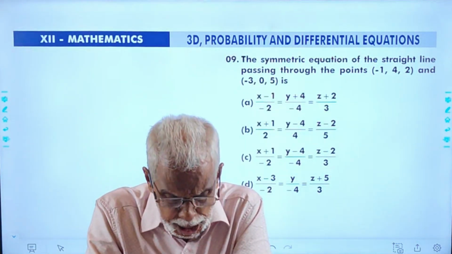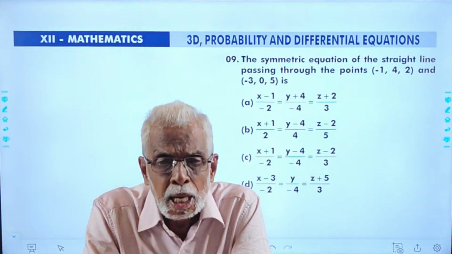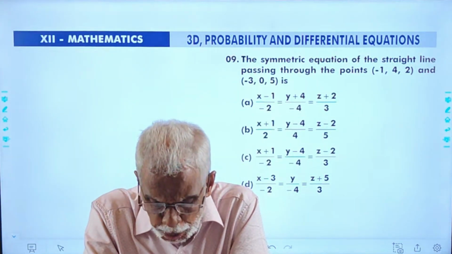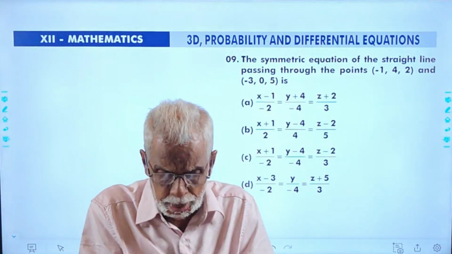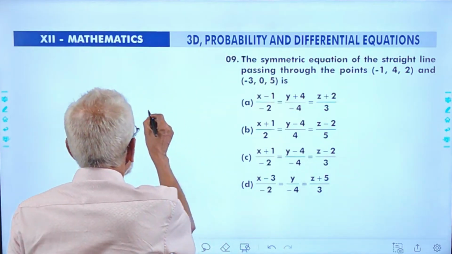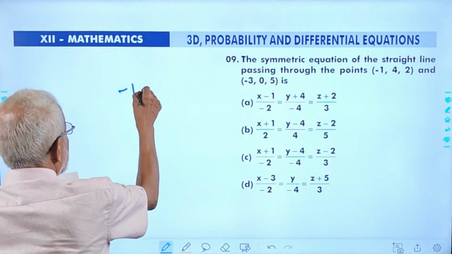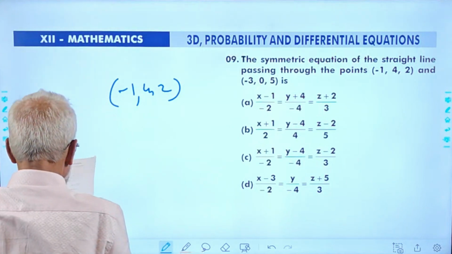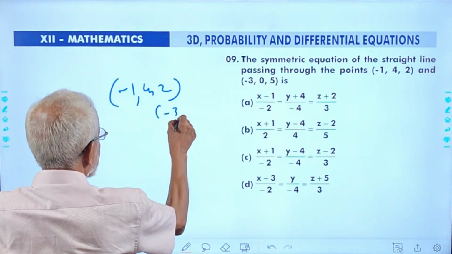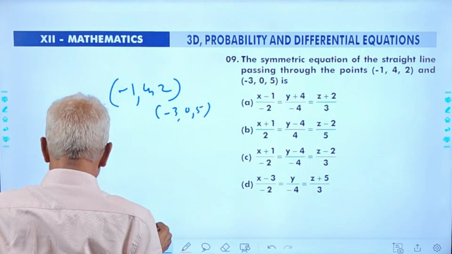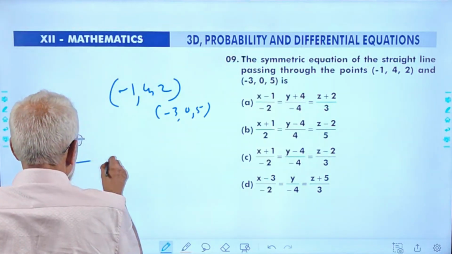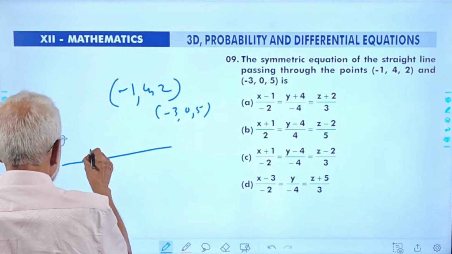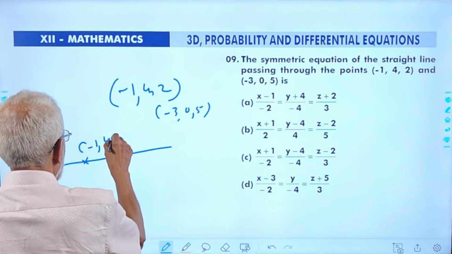The symmetric equation of the straight line passing through the points minus 1, 4, 2 and minus 3, 0, 5. Our line passes through the point minus 1, 4, 2.